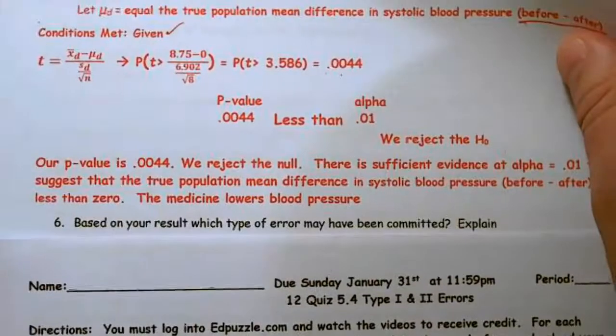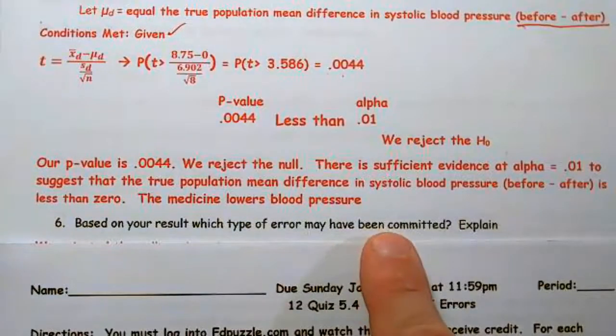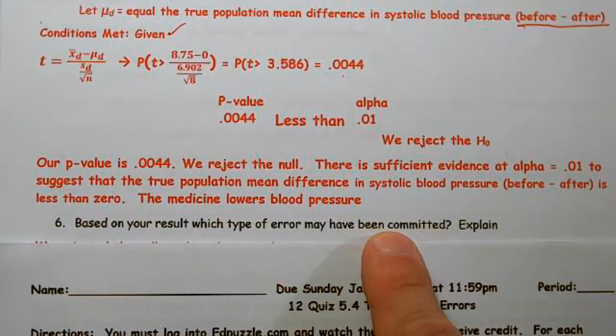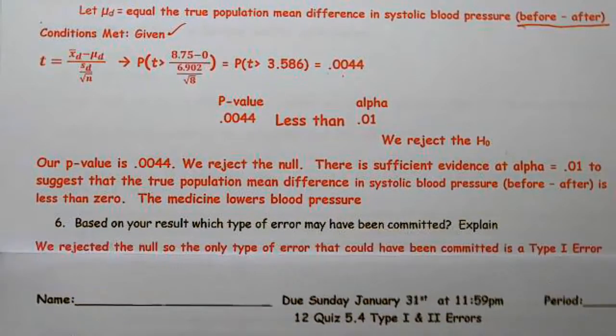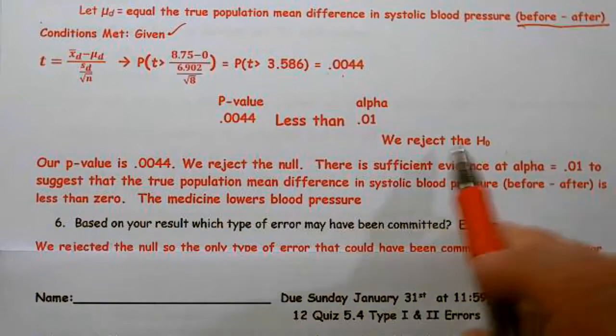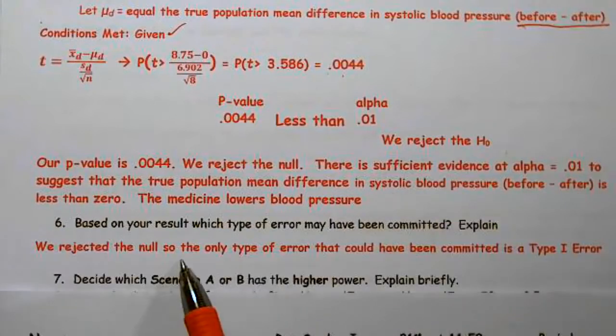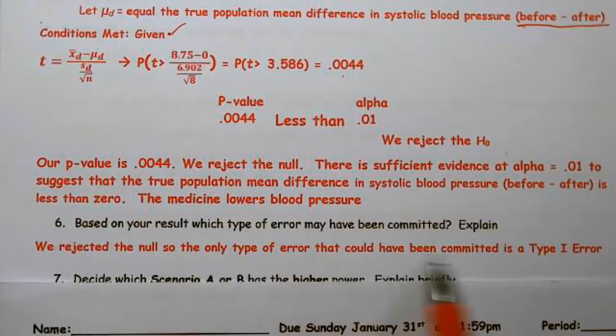The last thing is, based on our results, what type of error may have been committed. So what did we do? Well, in this case, we rejected. So since we rejected, the only type of error that could have been committed is a type 1 error. Doesn't mean we did commit a type 1 error. This medicine really may work. We may have done the right thing, saying it lowers blood pressure. But if we did make an error, we know we didn't make a type 2, because we rejected. We could have only committed a type 1. All right, so this will be the end of our first video.